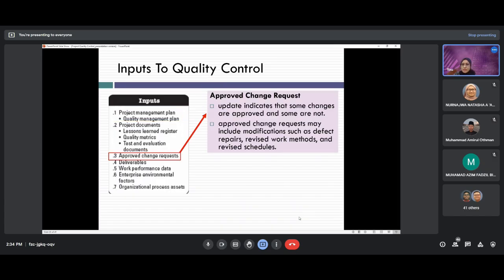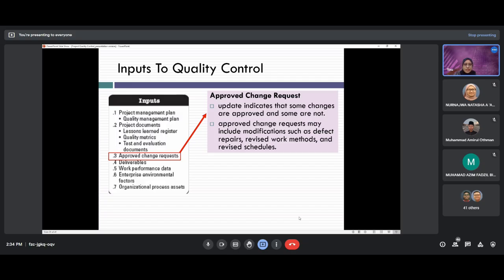Okay, that's number two. Let's look at number three. Number three is approved change requests. If there are any changes in the quality process, you need to request for changes so that all the departments know about the changes. Changes, for example, like how to modify the defect. For example, how do you want to repair the concrete if you find it honeycombed? How do you want to revise your work method? Maybe your work method in concreting does not give a good performance or quality. Therefore, you need to revise it.